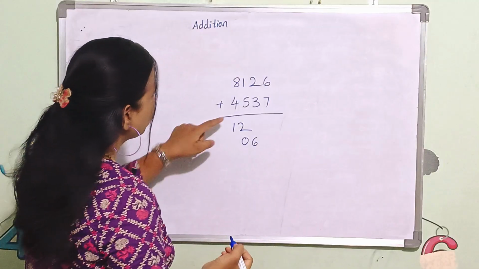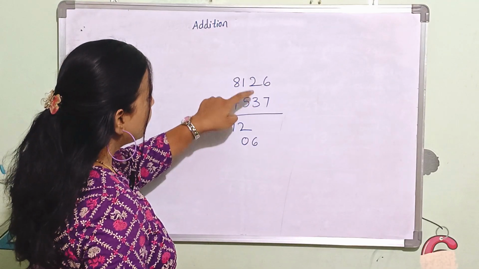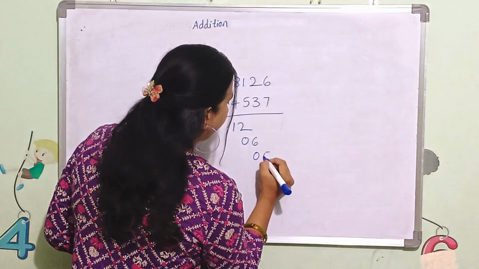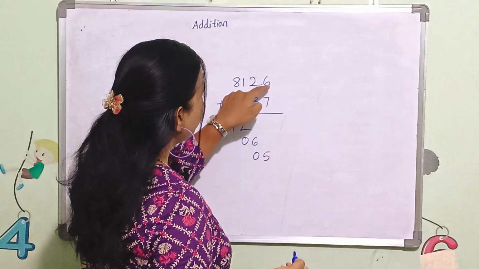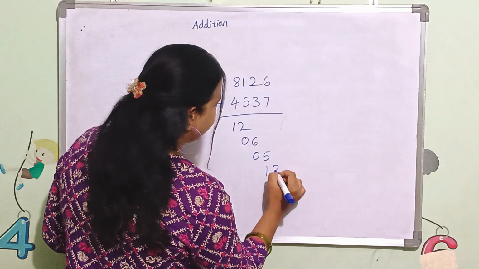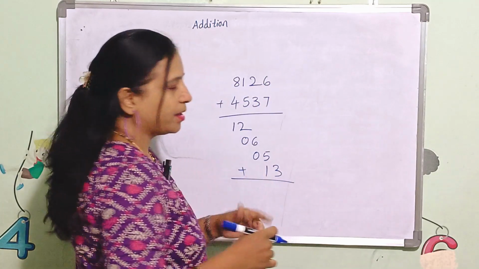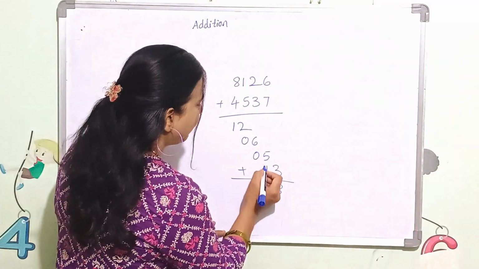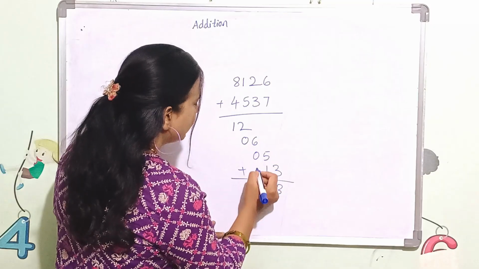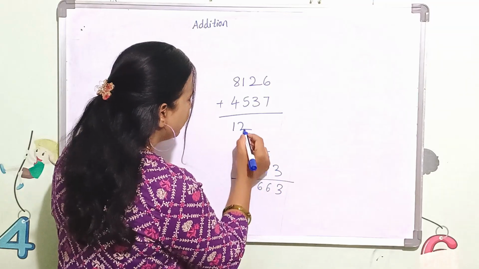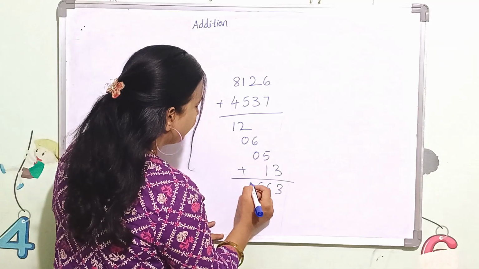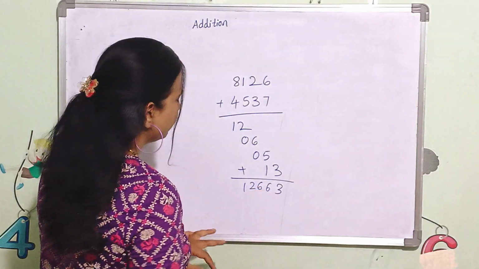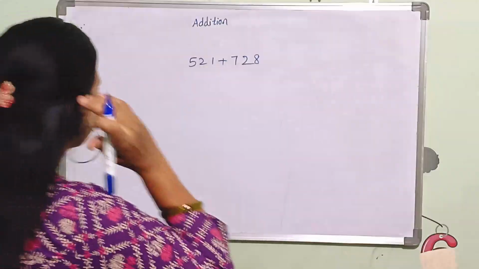0, 6. So 3 plus 2 is 5. तो 0, 5 हम लेंगे. 7 plus 6 is 13. So इन सबको ऐड करना है. तो 3 आपको एज इट इज ऐसे ही लिखना है. 5 plus 1 is 6. 6 plus 0 is 6. 2 plus 0 is 2 and 1. So this is your answer.